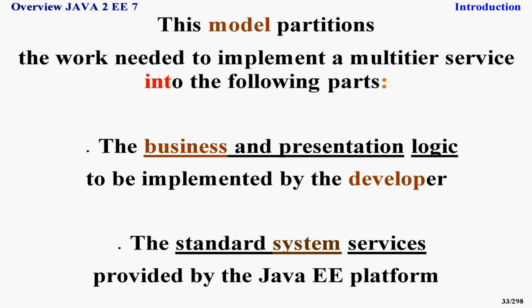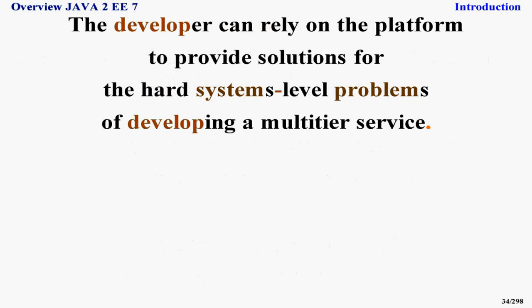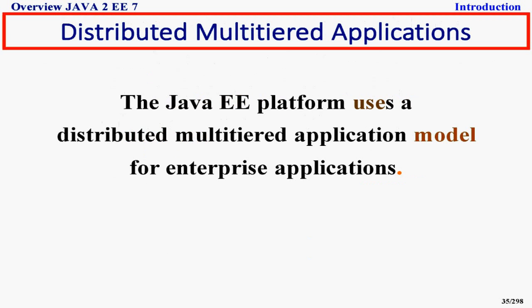The business and presentation logic to be implemented by the developer. The standard system services provided by the Java EE platform. The developer can rely on the platform to provide solutions for the hard systems level problems of developing a multi-tier service. Distributed multi-tiered applications. The Java EE platform uses a distributed multi-tiered application model for enterprise applications.